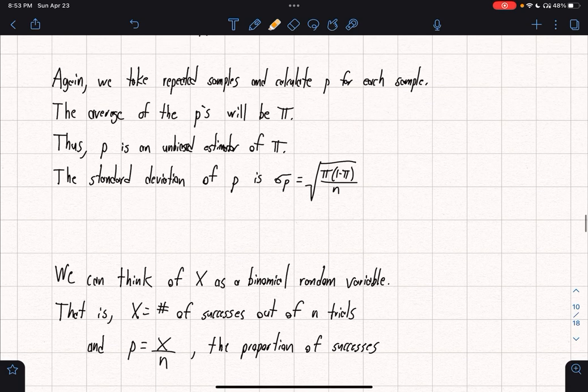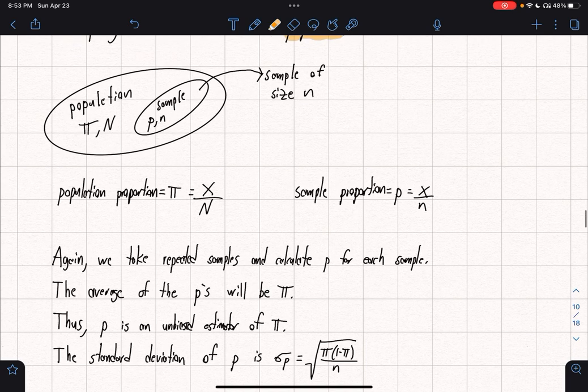If we wanted to think about this, we might think about the proportion of people who are left-handed in the US. So pi would be the true proportion of people who are left-handed in the US. N would be the number of people in the US. And then if we took a sample, p would be the proportion of people who are left-handed in our sample. And of course, our sample size would be size n.